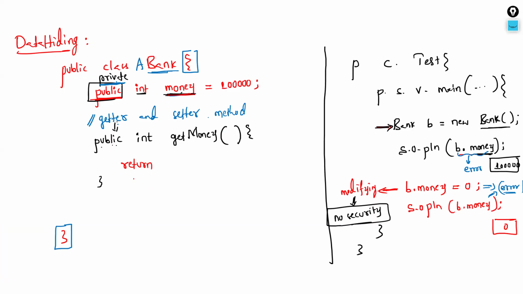So it is an instance variable. Money is an instance variable or not? A variable which is inside a class, outside a method, without static. Is it instance or not? Then what's the recommendation? this.money.